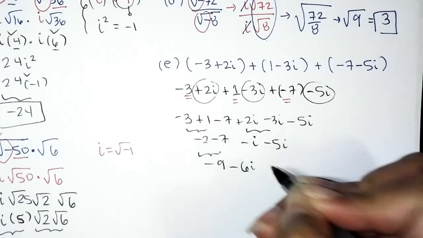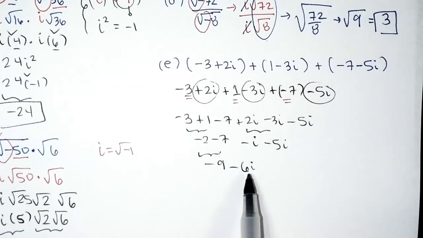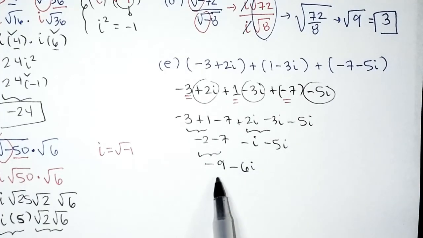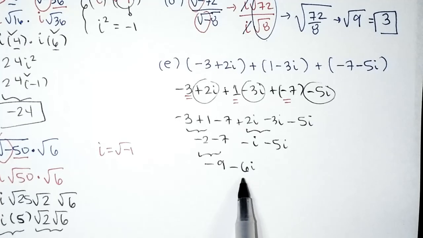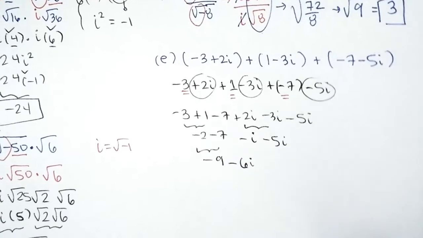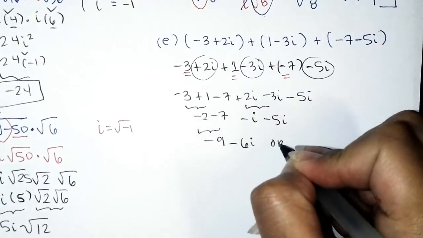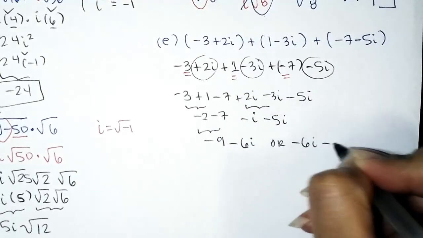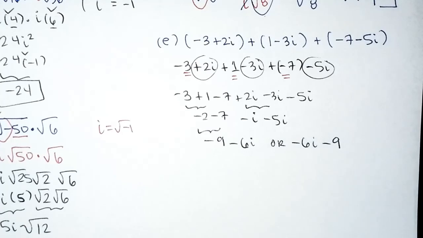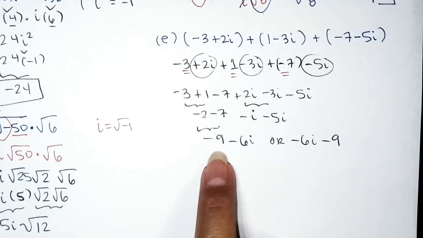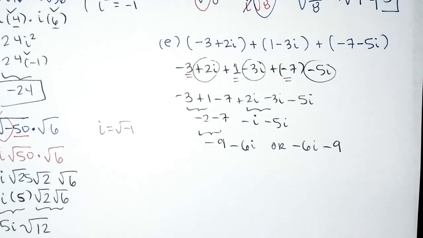Negative 9 and 6i are not like terms. Negative 9 is a real number, and 6i is a pure imaginary number. Now, someone asked, is it okay if we put negative 6i minus 9? The expressions are equivalent. 9 is still negative and 6i is still negative. Now the question you want to ask me is, will we get full credit for it? And the answer is no.